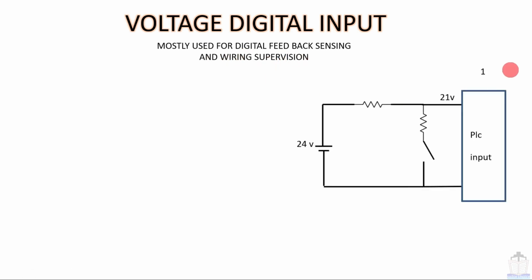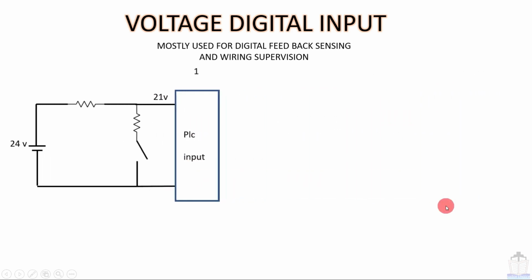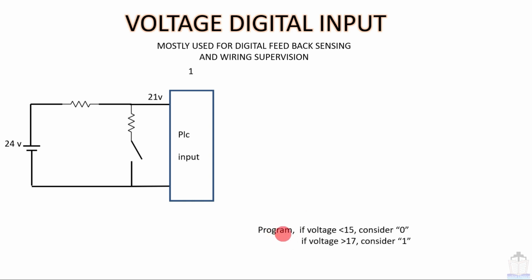This is the same kind of circuit, but here I have not shown the optocoupler. I have just given a raw diagram showing a 24 volt DC power source. Here the resistances are there. If I don't make these contacts, then some current passes through the PLC directly or through the optocoupler, so it will show some voltage, and this voltage will be sensed by the PLC input. Here I have made a program that if voltage is less than 15, consider 0, and if voltage is greater than 17, consider 1.